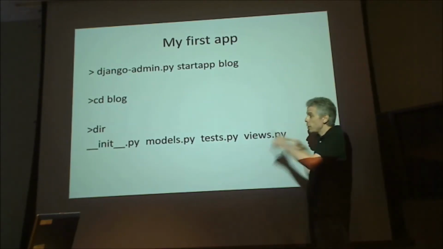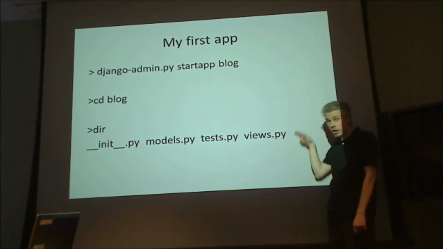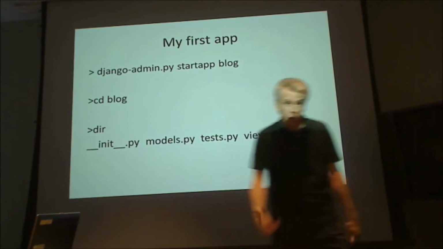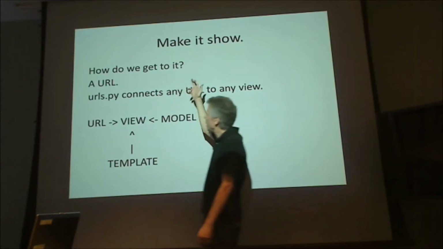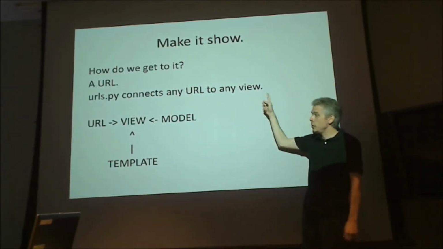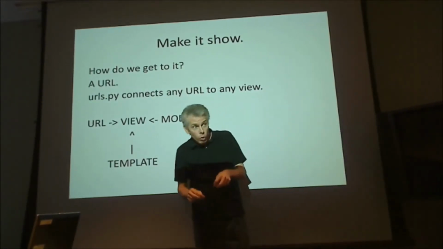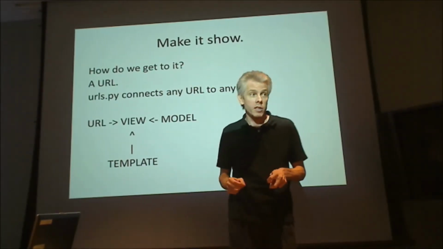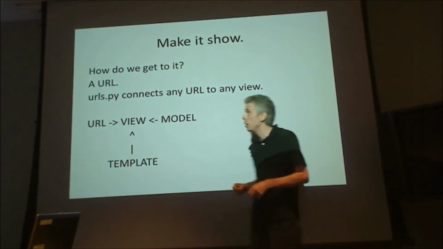The ones that we're going to talk about today are views, and another one that you're going to add in here called urls, which allows us to call things properly. So how do we get to it? A URL. urls.py connects any URL to any view. So Django is a model view controller pattern. Okay, computer science. Okay, now we're talking serious stuff here. MVC, that's what we're talking about.